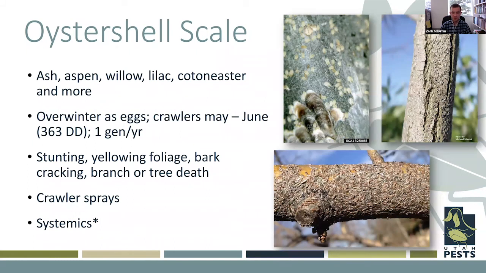So the next one is oyster shell scale. This will attack many species of trees, including ash. These are going to overwinter as eggs, and then you're going to have what we call a crawler stage from the May to June timeframe. There's only one generation per year. This is one where we'll see some stunting and some yellow foliage, kind of similar to emerald ash borer. Bark cracking, and they can cause tree death in really severe cases, but that tends to not be the case. And this is another type of true bug that has that piercing, sucking mouth part.